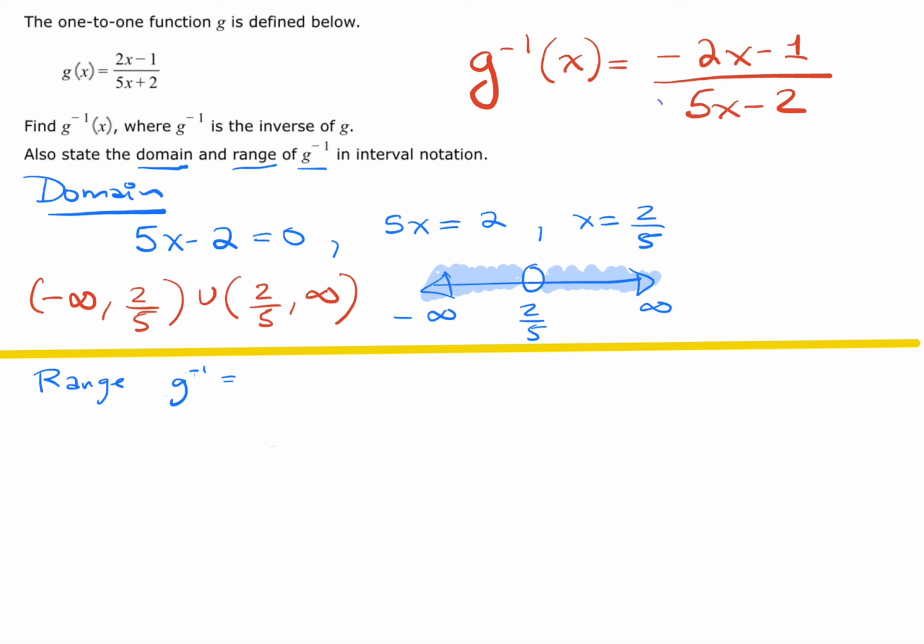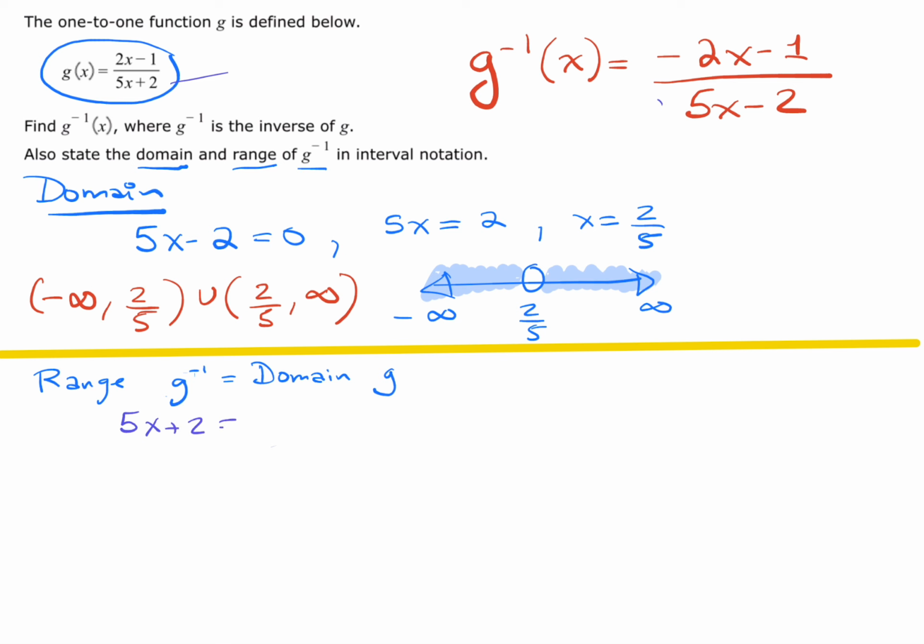And now to find the range of g inverse, remember, the range of g inverse is actually the domain of g. So g is this function, the original function. So it's also a quotient. It's also a rational function. So we only need to worry about the denominator as well. So we need to just check where the denominator equals 0 to take that point away from our domain.